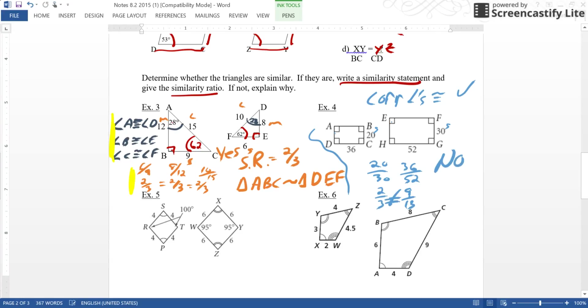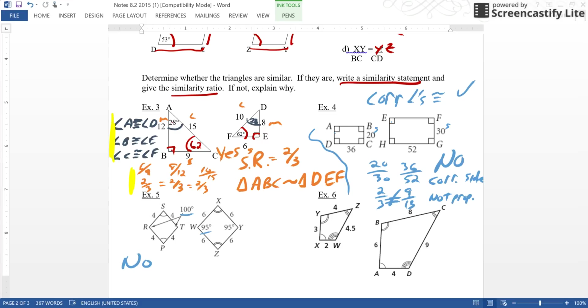So no, they're not similar, and I would say corresponding sides not proportional. Okay? I'm going to go through these ones quick here. These guys here, they look similar, but when I look at these angles, this is 100 degrees and these are 90, so no. Corresponding angles. They're not similar.